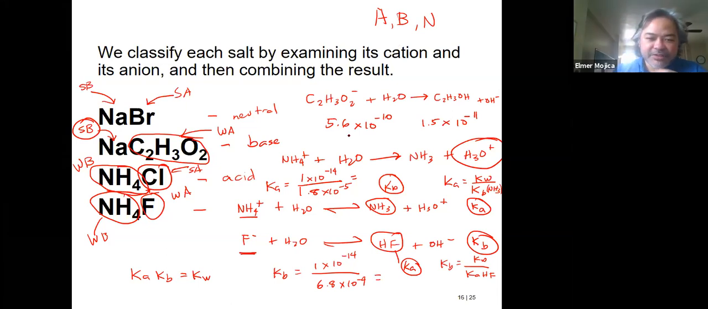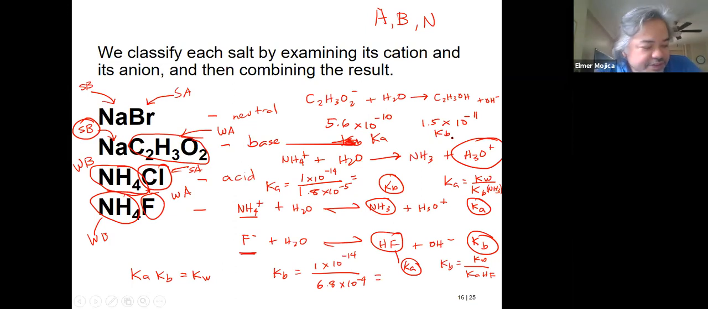So what can you say about the Kb? No, this is not the Kb. The Ka and the Kb. Which one is higher? Is it that one? Ka is higher than Kb. So what does it mean? Since Ka is higher than Kb, then this is acidic.